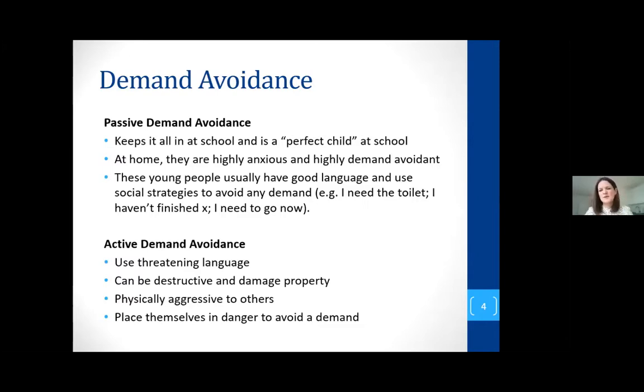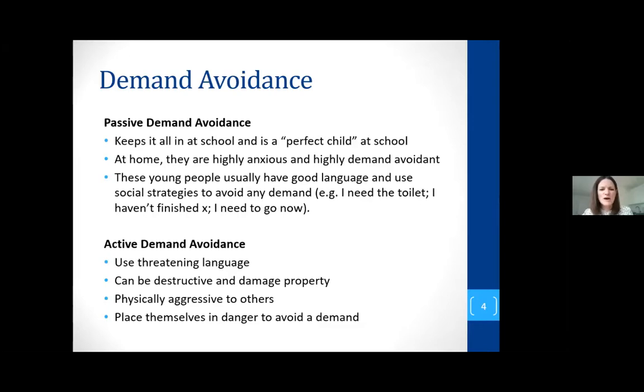So this might be where the child is perfect at school, they manage very well, so they're very passive at doing things, but then at home they're very demand avoidant, highly anxious, and what you might find is that they're not getting aggressive, they're not being difficult, but they're avoiding by coming up with other social excuses. So I need to go to the toilet, I haven't finished this, don't talk to me anymore, those kind of things. So it's quite a passive avoidance.